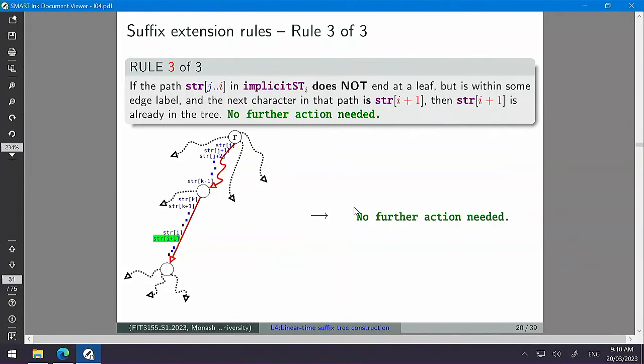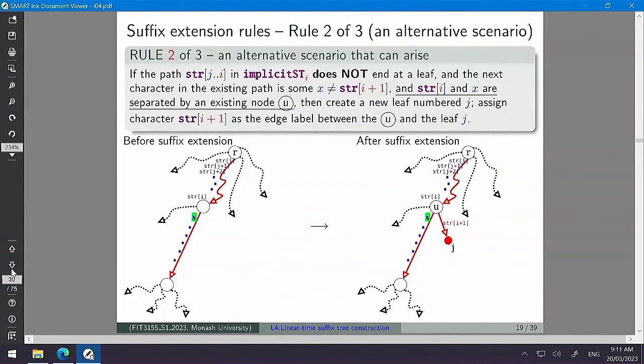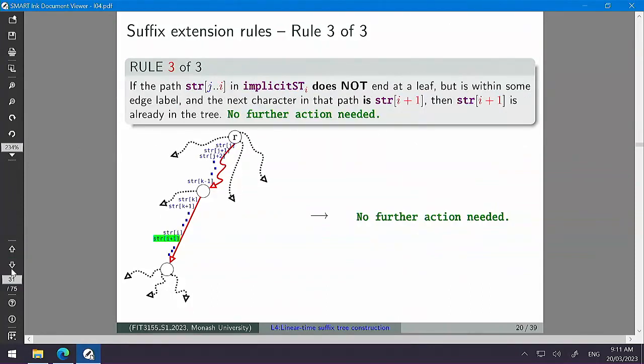So three things I have talked about: rule 1, rule 2 regular, rule 2 alternate, and rule 3. And I've told you that we have reasoned it from an example. We also reasoned it from an abstract level of why you would have these rules manifest. In fact, in those rules, we have covered all possible ways in which you can extend something.